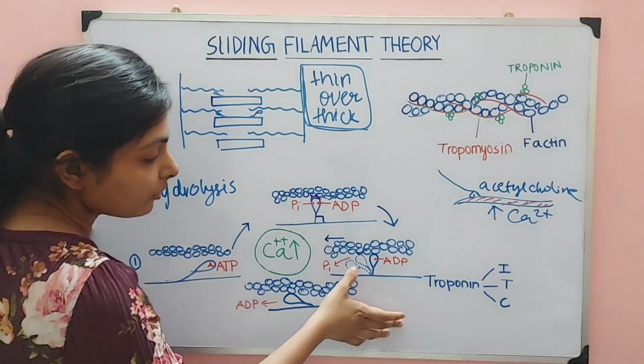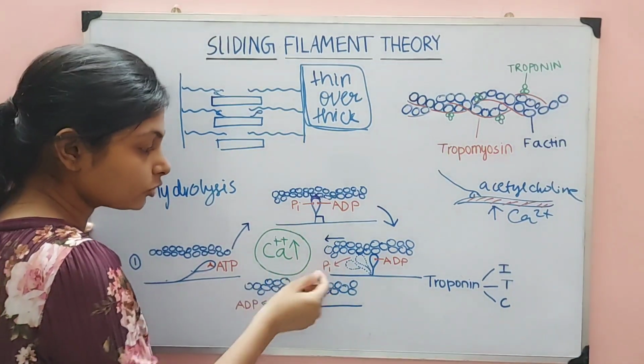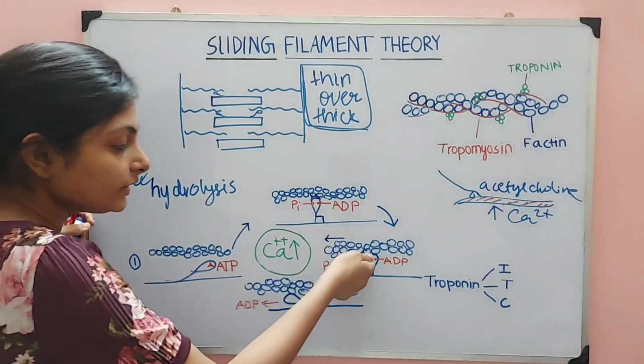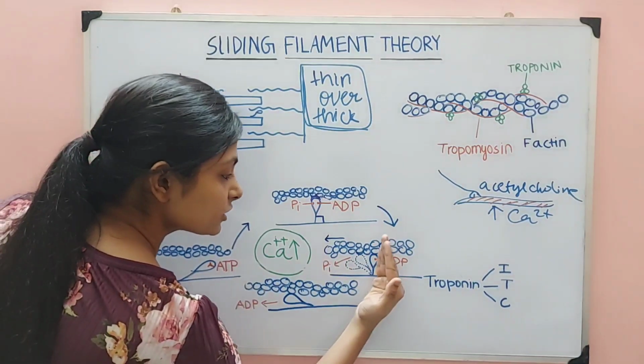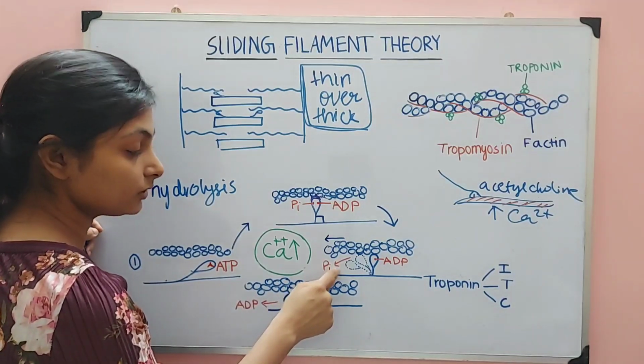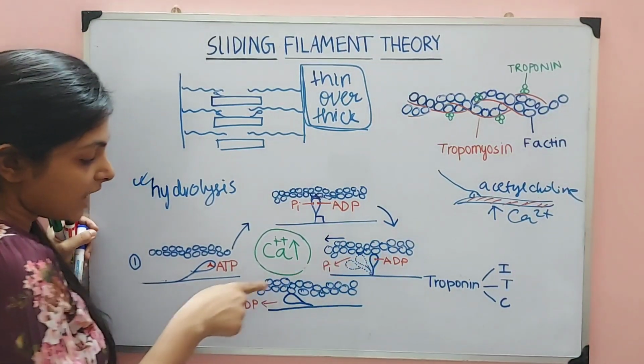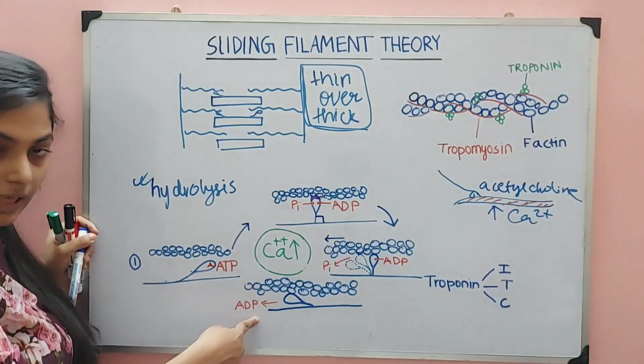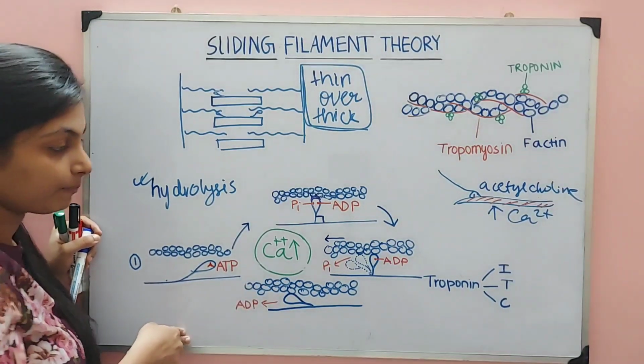Next, the phosphate group leaves the myosin. You see, this will leave, and as a result of that, this slowly bends. And now here in NCERT there is a different diagram. Over here they show the phosphate group and ADP as it is, and in the fourth step they show that both are leaving at the same time.